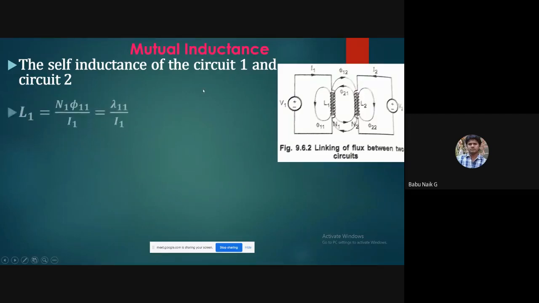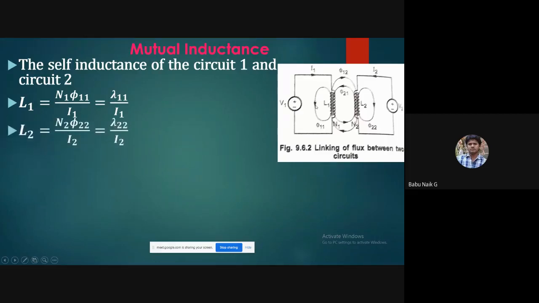Okay, so this you can calculate. We know the definition of the inductance, which is the flux linkage: the flux produced after current is flowing through circuit 1, denoted by phi 11, having the number of turns N1, that is N1 phi 11, over the current flowing through the first circuit, I1. Which is also equal to lambda 11 by I1. This is the L1 calculation for circuit 1.